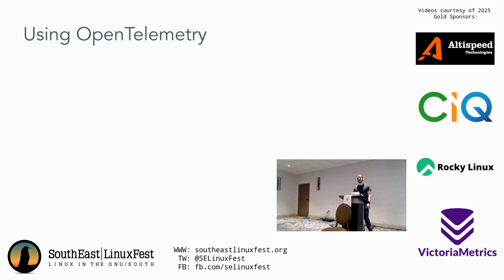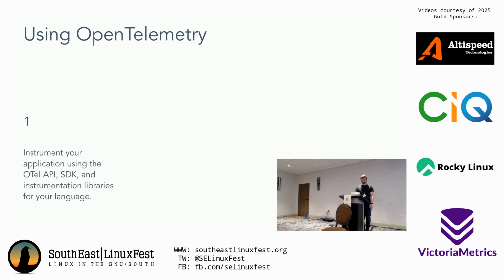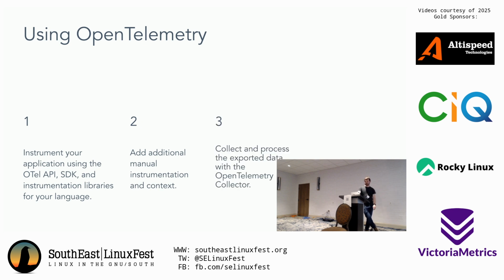All right, so how do we actually use this thing? Let's show some code. First, we have to instrument our application using all of those things that we talked about that go in our application. We have to add our additional manual instrumentation and context that matters to our business and our teams. Then we need to deploy an instance of the collector to gather all of that telemetry. And finally, we need to send that somewhere to do something with it. Ideally, we're going to look at it and analyze it. Otherwise, we're just paying a lot of money for storage for no reason.